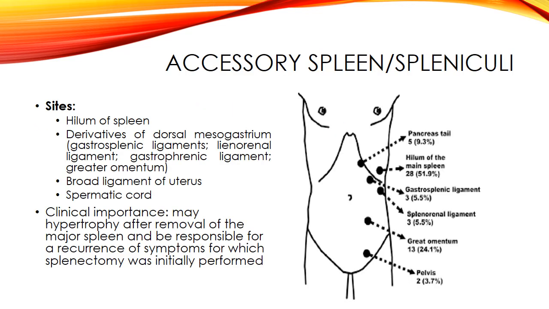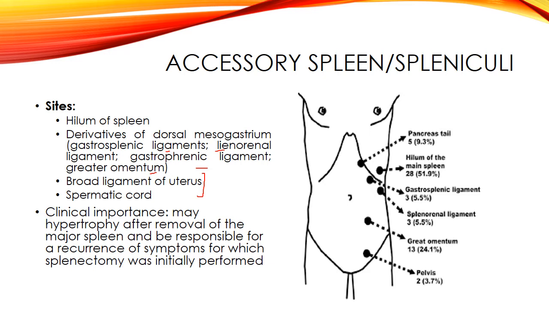Sometimes you might have accessory spleens. These accessory spleens are mainly present inside the hilum of the spleen, but they can also be present in one of the ligaments such as the gastrosplenic, the lienorenal, or the gastrophrenic ligament. They can even be present in the greater omentum, and sometimes they can also be present inside the pelvis, in the broad ligament of the uterus in females, and in the spermatic cord in males.